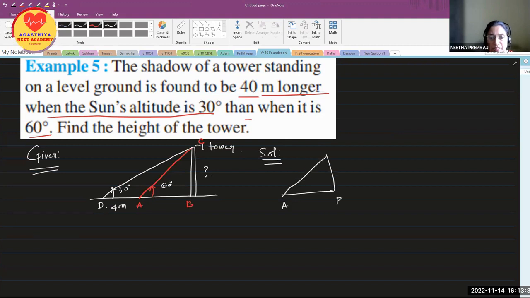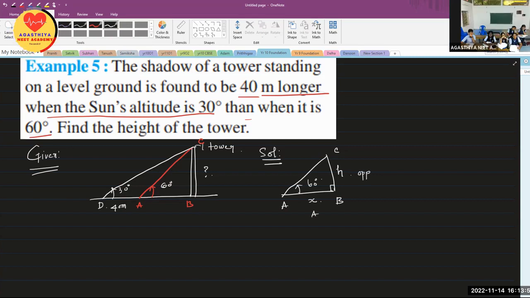A, B, C. This you want to find. I keep it as h. Okay, this is 60 degree. Now you have to consider this. I keep it as x. So what is the relation between h and x? This is opposite side. This is adjacent.